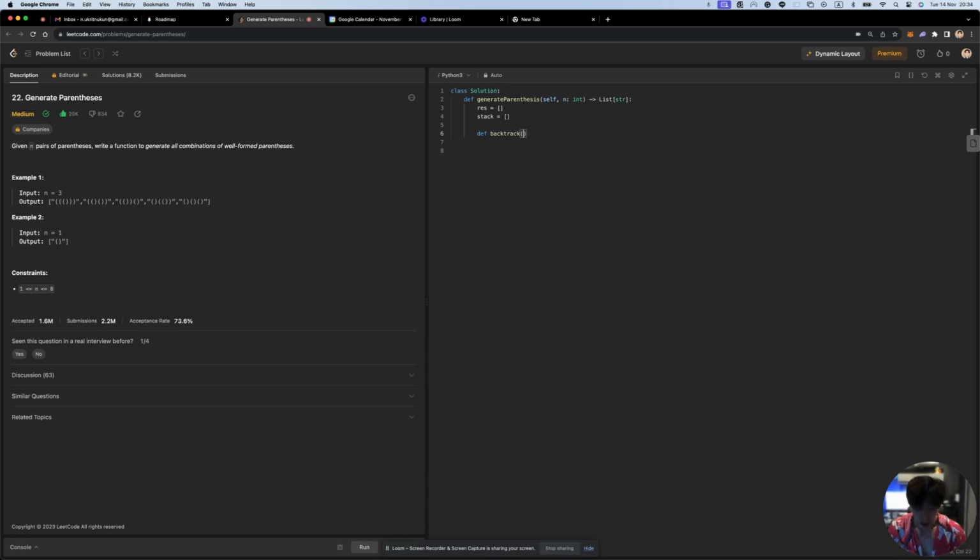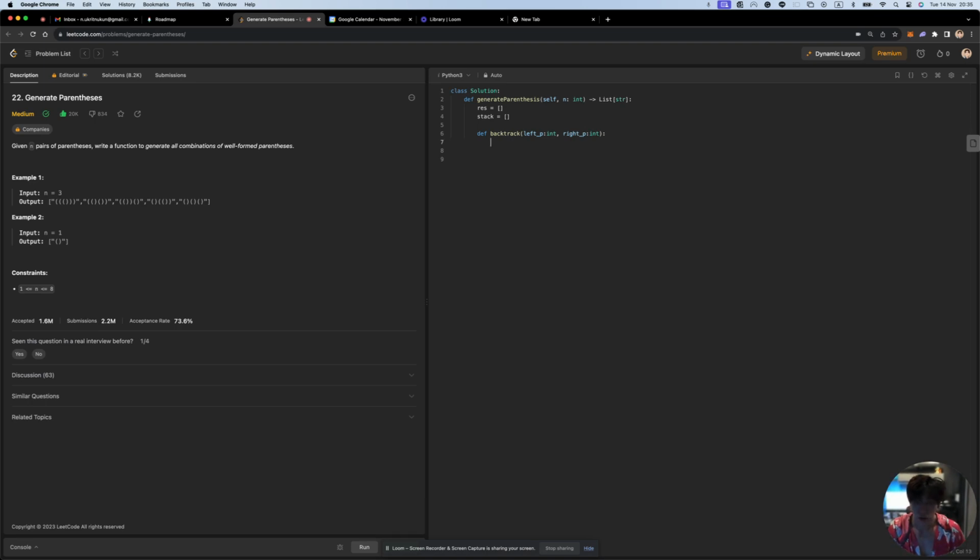The input parameters are going to be the left parenthesis, which indicates how many left parentheses there are inside as an argument. That's going to be an integer. And here is going to be the right parenthesis, also an int.